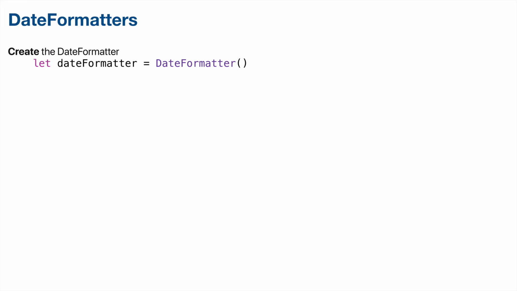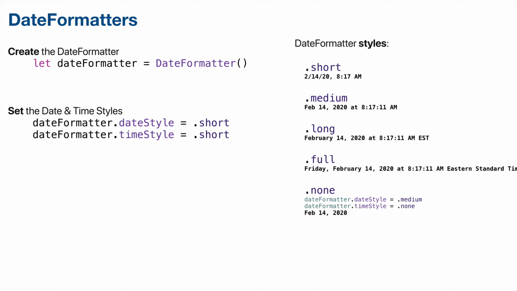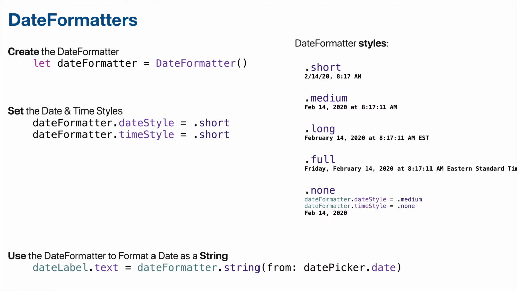So to do this, we'll need to create a date formatter. We'll need to set the date and time styles, and there are quite a few styles. We'll experiment with those in just a bit. And we'll use the DateFormatter's string conversion method. Now, there's another issue that we'll address in just a bit on date efficiency, but for now, let's take a look at these styles in the playground.